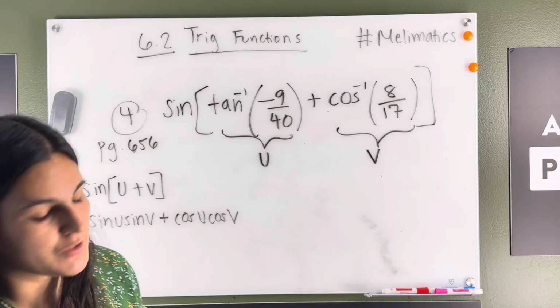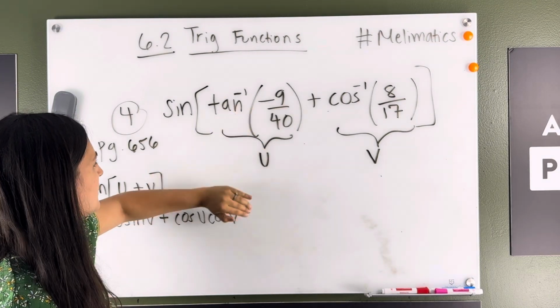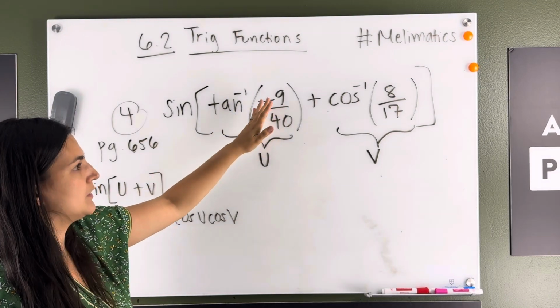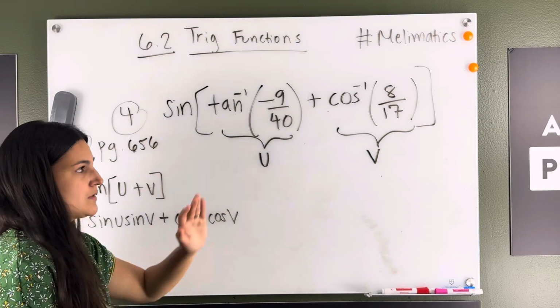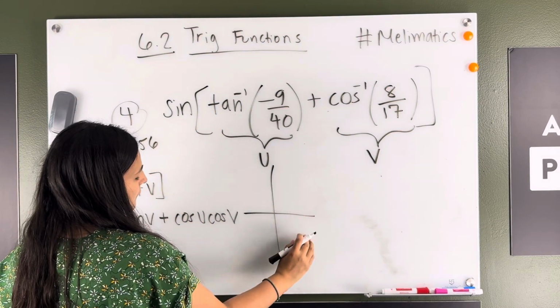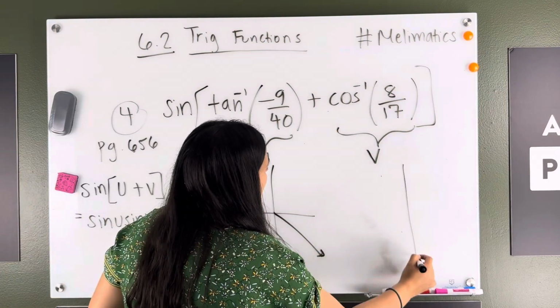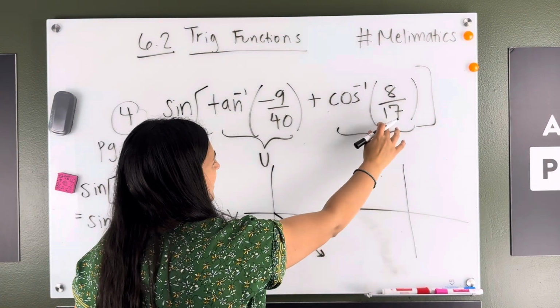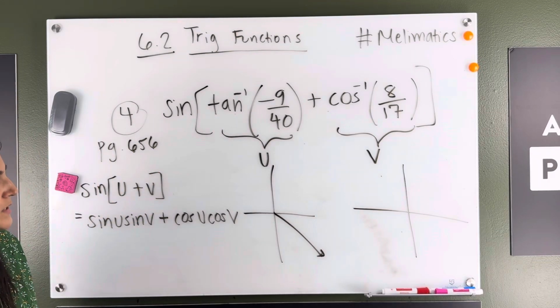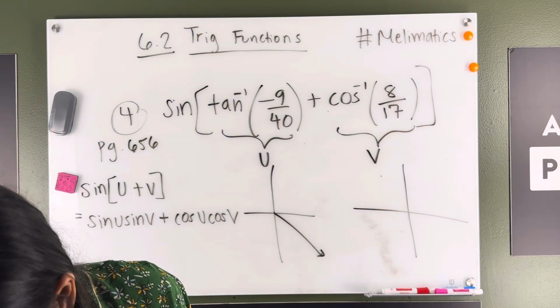Okay, so we have arctangent of a negative. We've done this before: an arctangent of a negative number gives us something in the fourth quadrant, right? Because it has to be either in the first or the fourth, so it's going to be in the fourth. And this one is arc cosine of a positive number, and remember that's between 0 and pi. So that's going to be in the first quadrant.